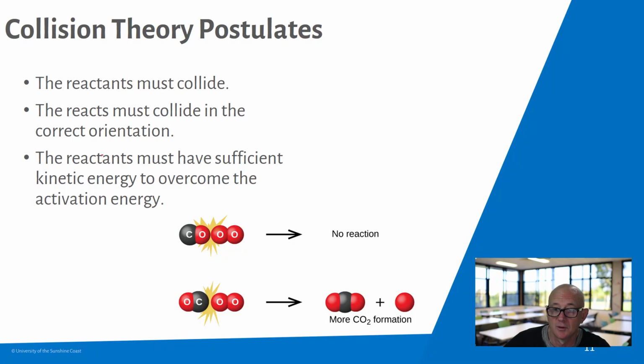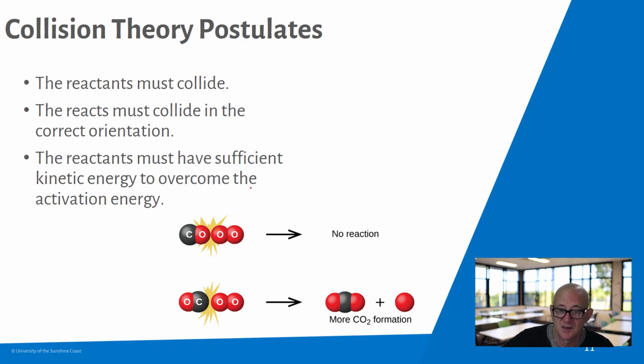So first of all, the first one is that if things want to react, then they must actually collide, that is, contact one another. That makes sense, right? Things don't react at a distance, which makes a lot of sense. The reactants must collide in the correct orientation, which again makes sense, and I'll give you an example in just a moment with the diagram below. And the last one is that the reactants must have sufficient kinetic energy in order to overcome their activation energy, and I'll talk about activation energy as I progress through this lecture.